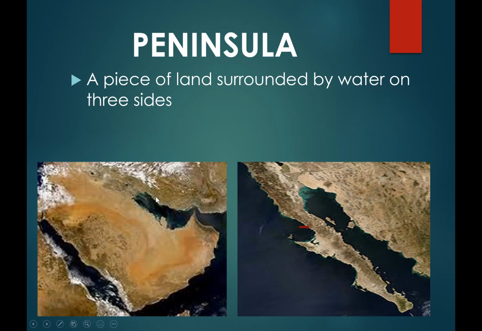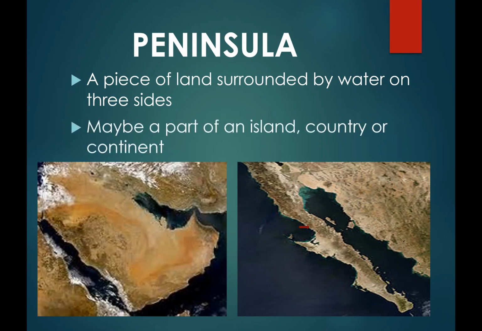By the way, if the landform is completely surrounded by water, what did we establish in our last class is the name of that landform? Yes, if you said an island, that is correct. Land that is completely surrounded by water is an island. Any landform that has water only on 3 sides is a peninsula.